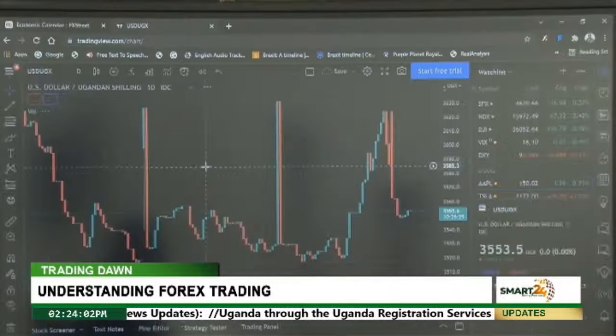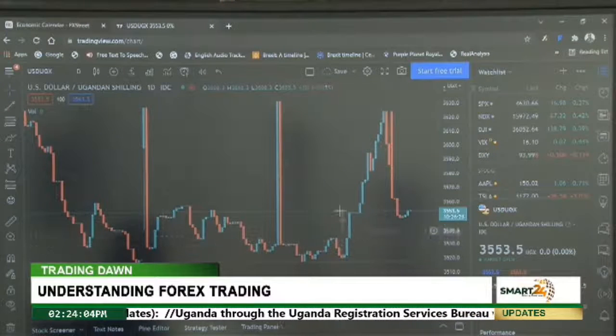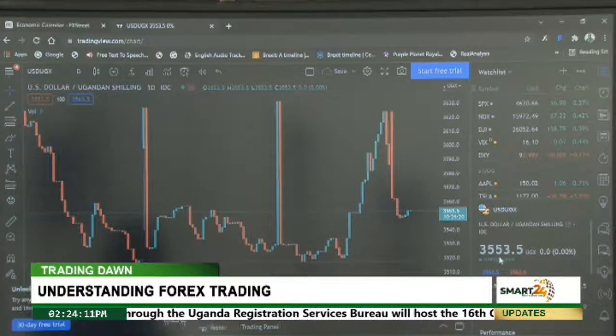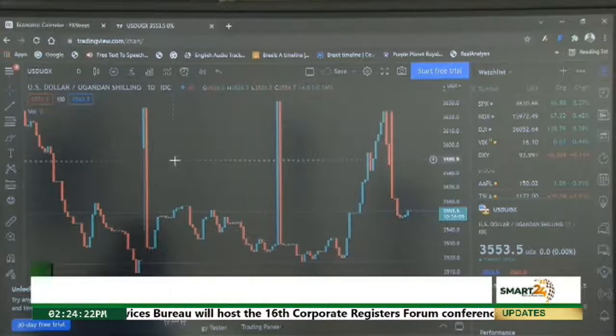That's the Ugandan shilling versus the US dollar. So that is what our chart looks like. The price there is 3,553.5. So that is the price of the dollar in Uganda. This is a live chart. It looks good.